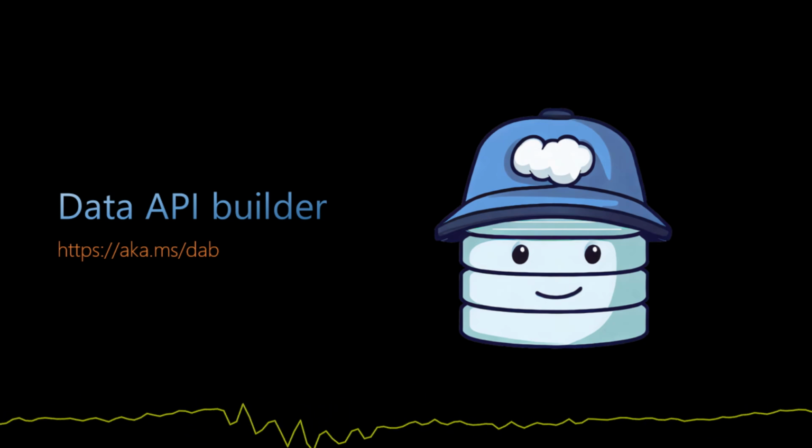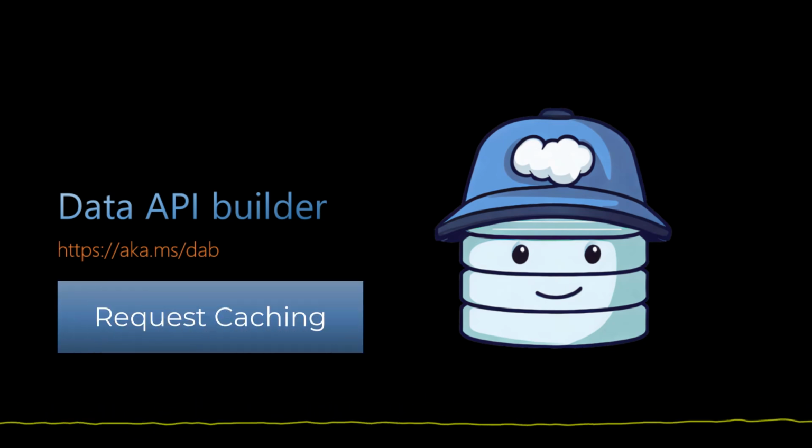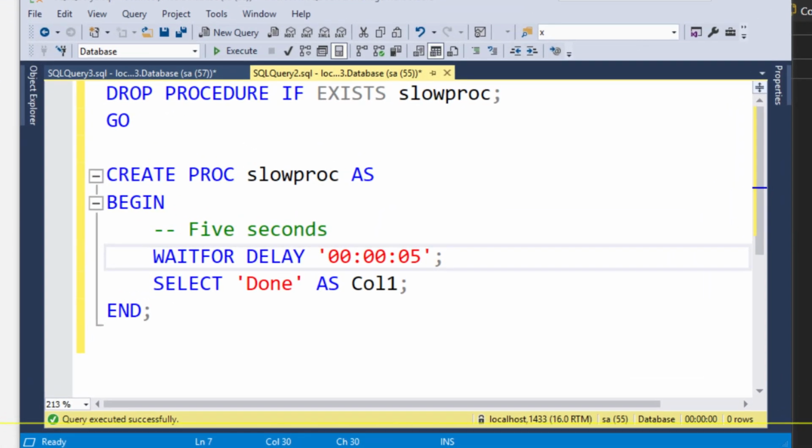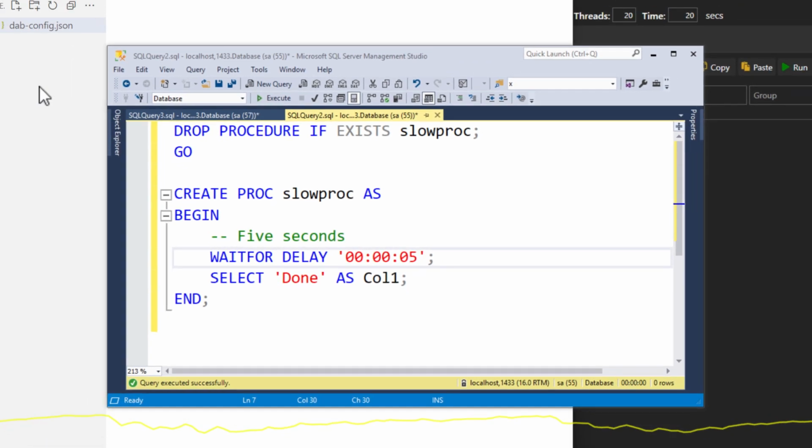This is a demo of Data API Builder's new request caching for stored procedures. We've had this for tables, but now we've added it for stored procedures. So I have a stored procedure here that will simulate a long-running procedure. In this case, it's 5 seconds.